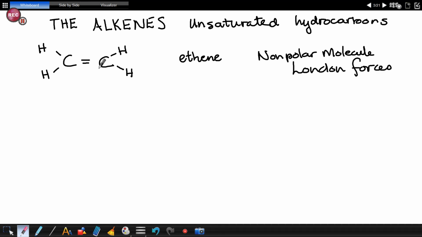Now this double bond site is very reactive. Ethene is much more reactive than ethane. When we do the reactions one day, we'll go into that. But the double bond is determining the homologous group, or family, or series.